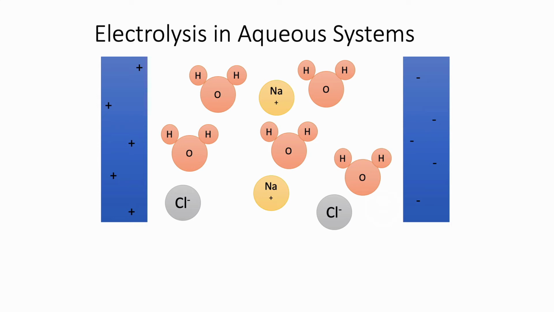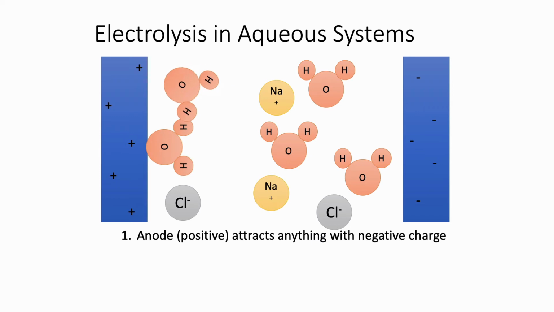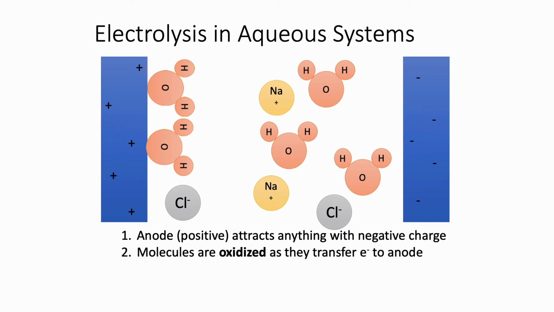So remember that the anode, which is positively charged, will attract anything that has a negative charge, and so that could be chloride ions. It also could be water, because remember, water molecules have a partial positive and partial negative charge on either end. And so the water molecules could be oxidized by the anode, not just the chloride.